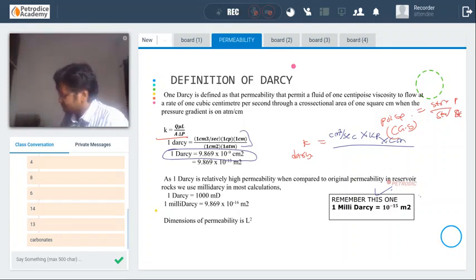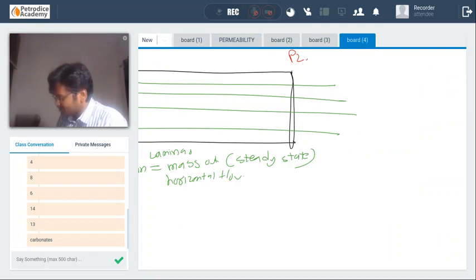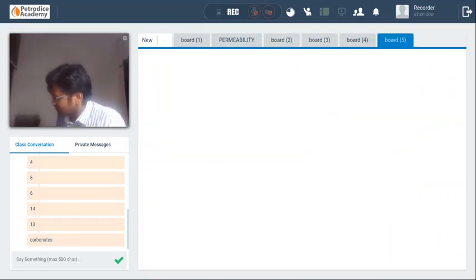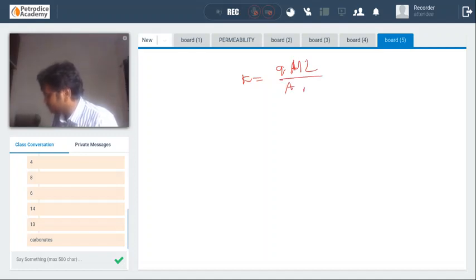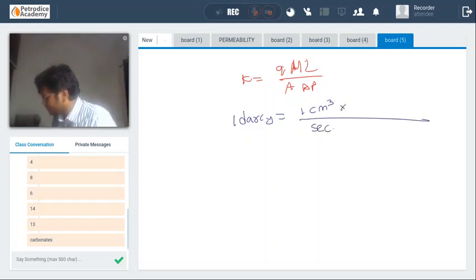Okay guys, shall we start? See how this particular one came. As I told you, Darcy is defined for CGS units when all the variables are taken as 1. So K is equal to Q mu L divided by A delta P. We are taking K as 1 Darcy, Q as 1 centimeter cube per second, mu as 1 centipoise, length as 1 centimeter, area as 1 centimeter square, and delta P in atmosphere.